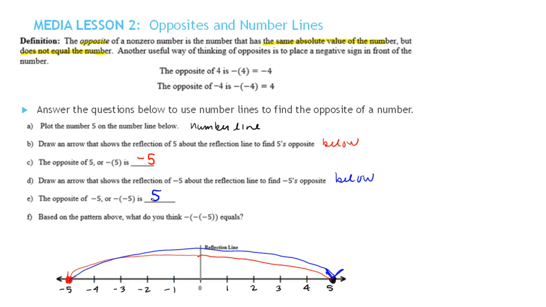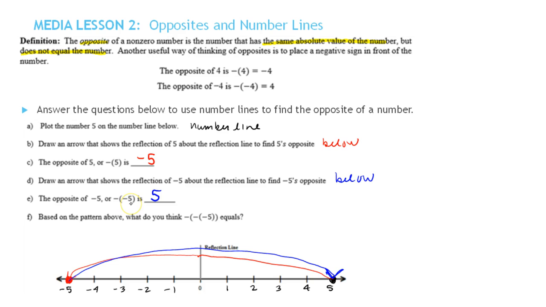Now, based on the pattern above, what do you think the opposite of the opposite of negative 5 equals? You may notice that we can write this in a more simple form. The opposite of 5 is negative 5. The opposite of negative 5 is positive 5. Here we want the opposite of negative 5, which is the opposite of this number.